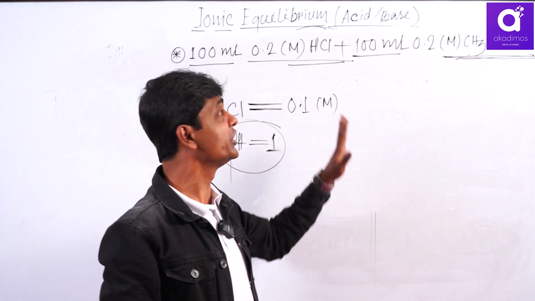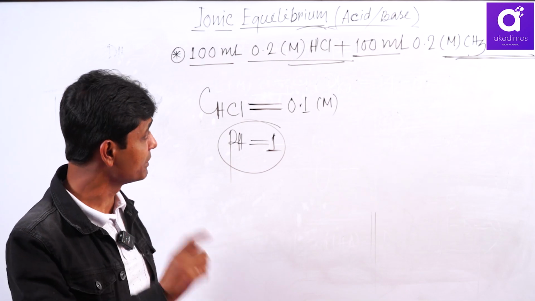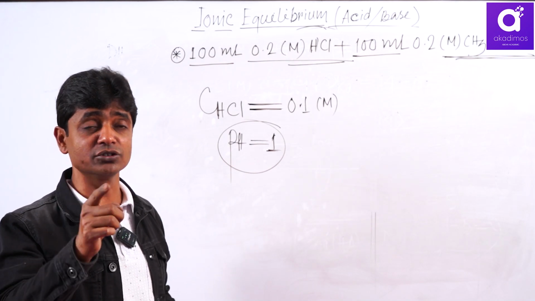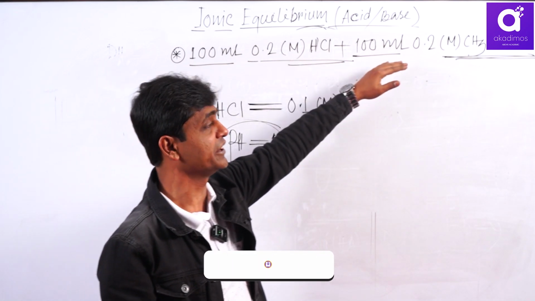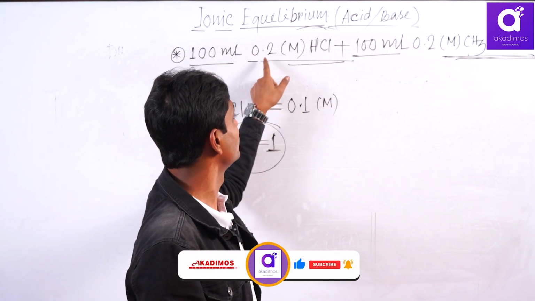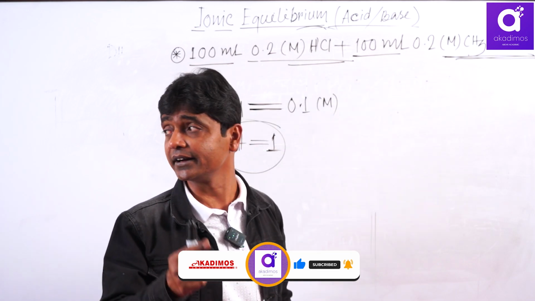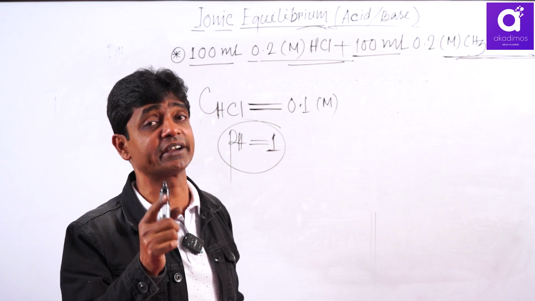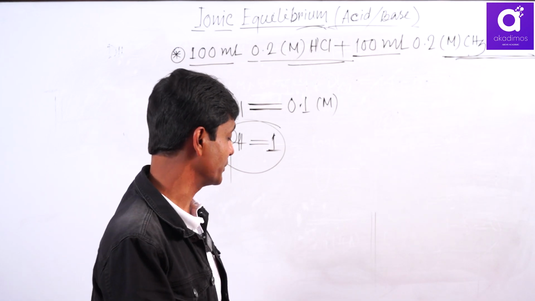Similarly, if there are a weak base and a strong base, just consider the strong base. But remember, consider the dilution effect. 0.2 molar HCl, after adding this, the 0.2 molar concentration will be changed due to dilution. That dilution effect you have to consider to get the exact concentration of strong acid or strong base.